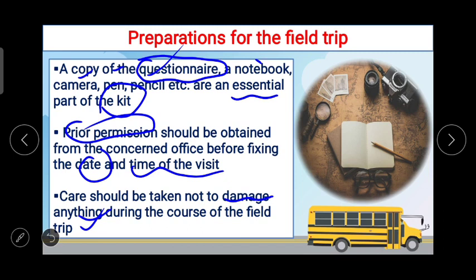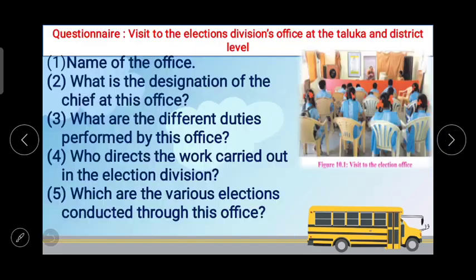So in this lesson we are having a sample questionnaire regarding a visit to the election office, which plays a very important role in strengthening our democracy. Please go through this questionnaire, and this kind of questionnaire is used for obtaining information from any office. So by changing these questions you can visit any other place also which is nearby you.